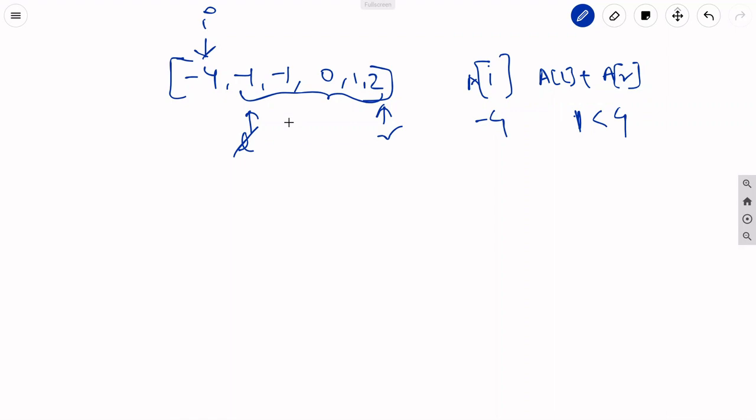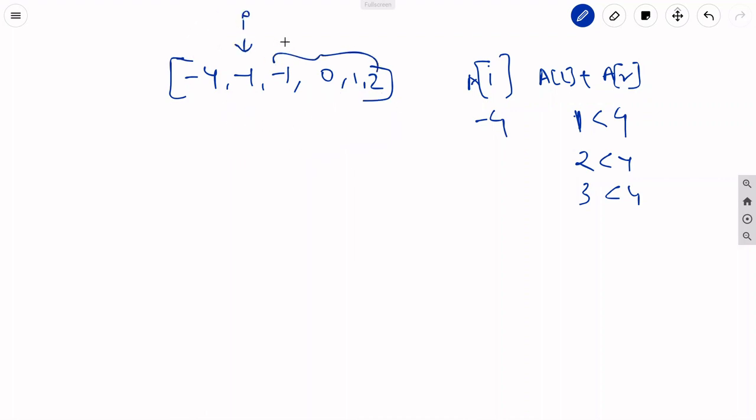Now L moves ahead and comes over here. Now the sum becomes 0 plus 2, which is 2. 2 is still less than 4, so we'll again move L ahead. L comes over here, and the sum becomes 3. 3 is less than 4, but if we move L further ahead, L and R would become equal, and then there are no two different numbers represented by L and R. Therefore, for this I we don't find a triplet, so I moves ahead.